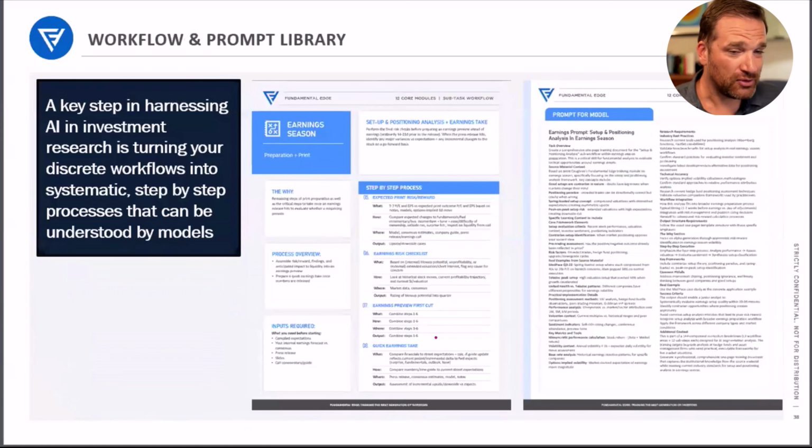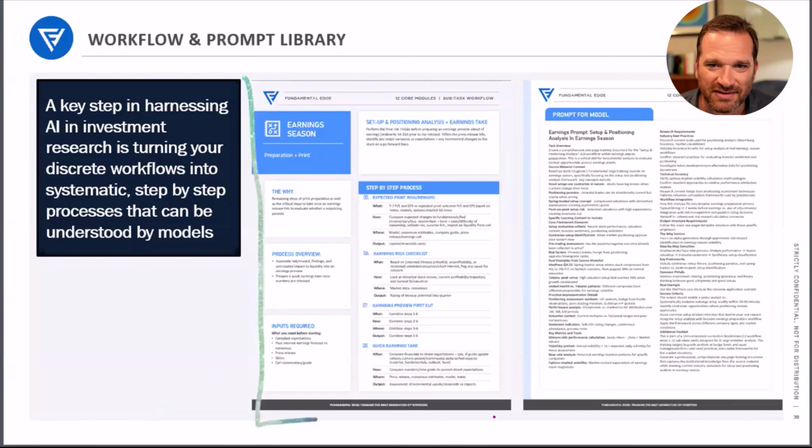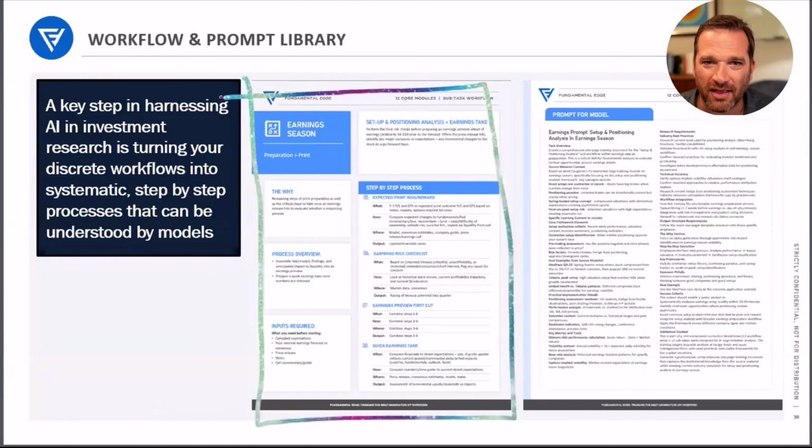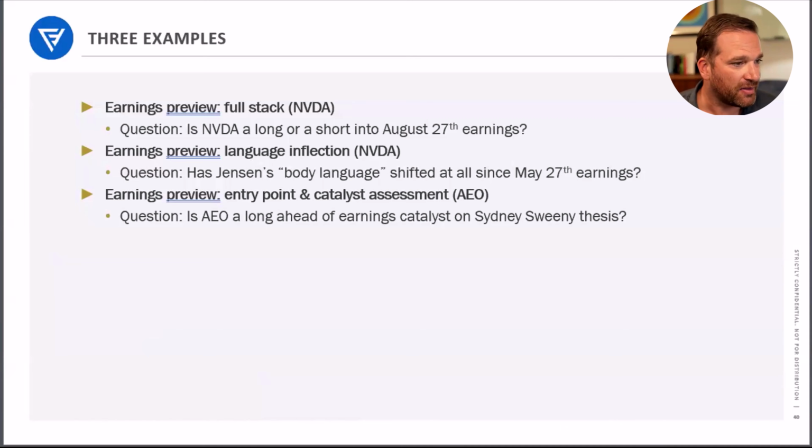And what we're in the process of doing is taking each of these individual workflows into 2-pagers, where one is defining the manual process of that workflow, the why, what, and how, and turning each of those manual processes into a prompt, with the idea of experimenting with the augmentation process. So our view is a key step in harnessing AI in your investment research process is turning your own discrete workflows into systematic step-by-step processes that can be understood by the models.